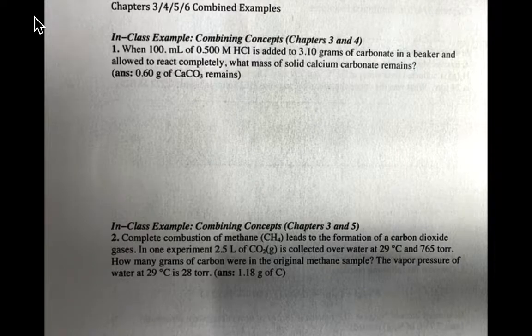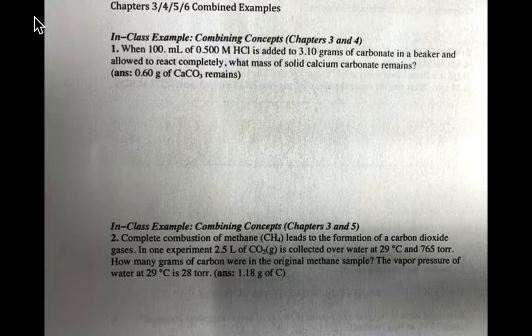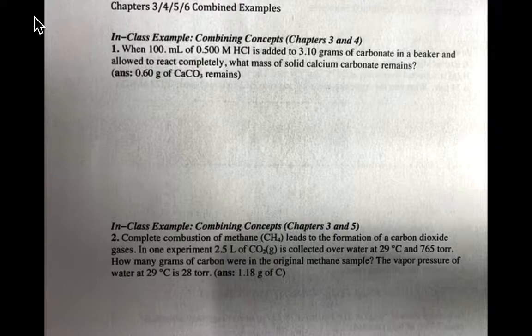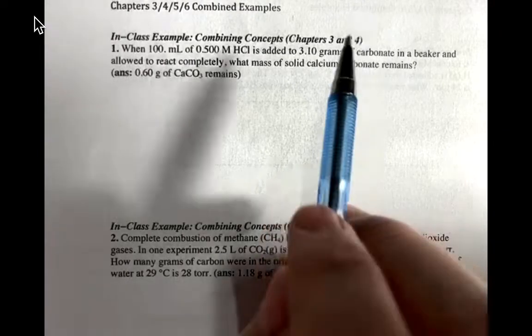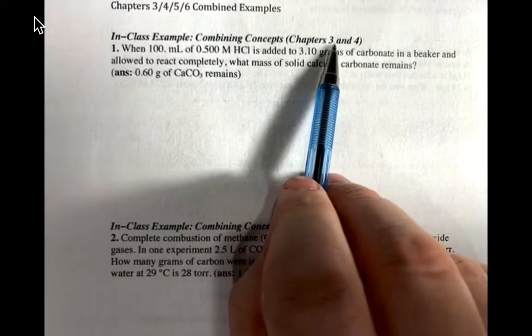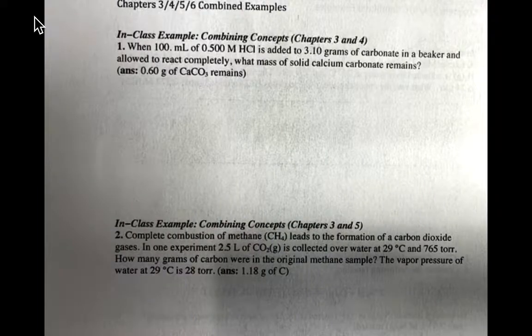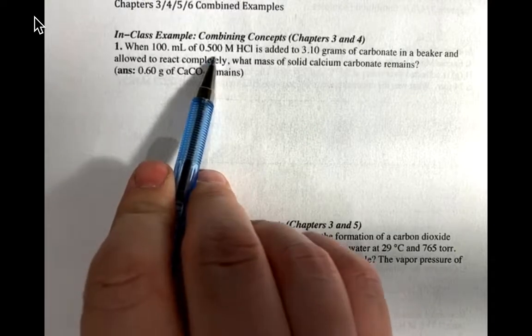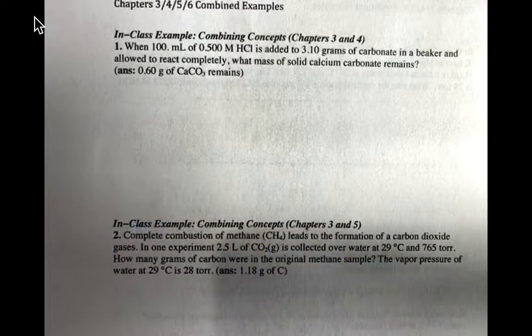All right, for our first question that we have here, it's going to combine some concepts from chapters 3 and 4. So chapter 3 was grams to moles to grams type calculations. Chapter 4 had solution stoichiometry in it. So that was the cases where we would have, for example, a volume and a molarity. And from that, we could get moles and then do stoichiometry.